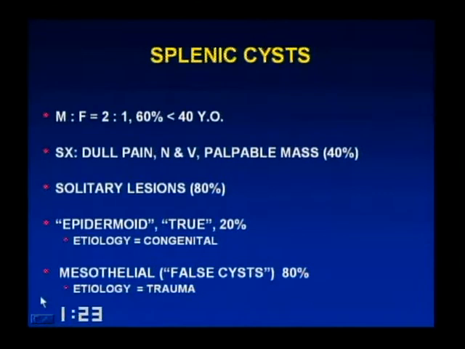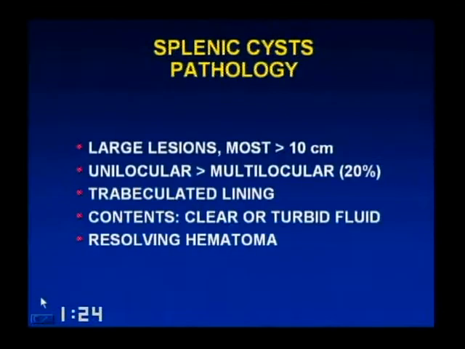Any of those terms are acceptable. And that's thought to represent the majority of splenic cysts. And the minority are thought to be congenital, also called by the pathologist true cysts or epidermoid cysts. They tend to be big and provide palpable masses, usually solitary, but not always. Classically, a very large unilocular lesion with a trabecular lining.